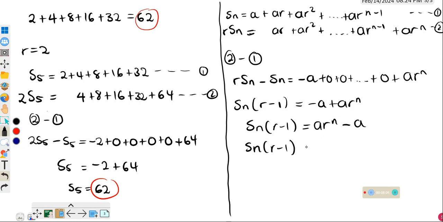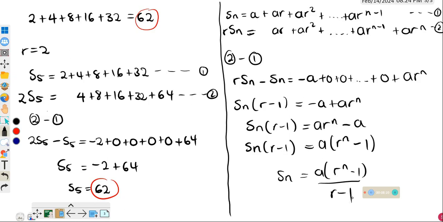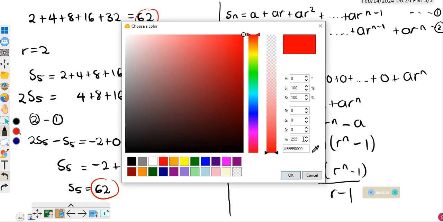What's common between the terms of the right hand side is the A. So we have A times R to the exponent n minus, when we take out the A there, we are left with the 1. So we have Sn equals A into R to the exponent n minus 1, divided by R minus 1. So that's how you derive this equation, which is used to calculate the sum of terms.